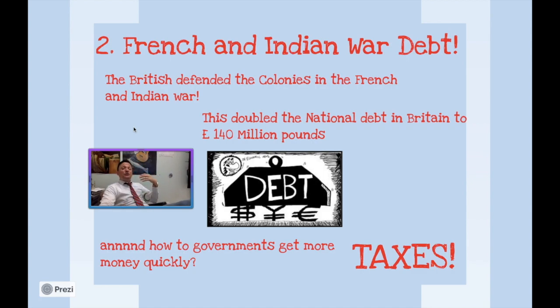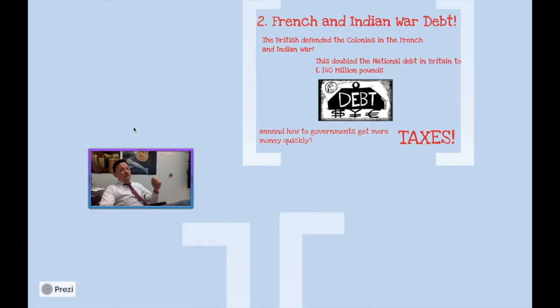And this is going to lead to a huge amount of anger and a huge amount of aggression from the colonists themselves. It's not going to go over very well. It's going to be one of the biggest leaders to this entire war.